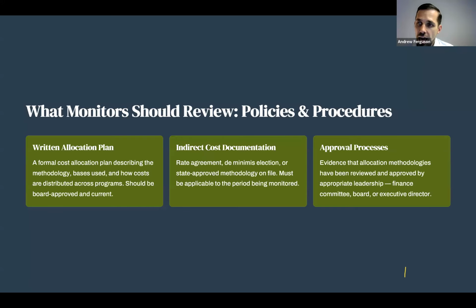There are a number of policies and procedures that should be reviewed by monitors. I know this is a part of the CSBG program when you go in and monitor agencies: you need to look for that written allocation plan. This comes from CSBG and also from Uniform Guidance: the allocation plan has to be written down and documented.